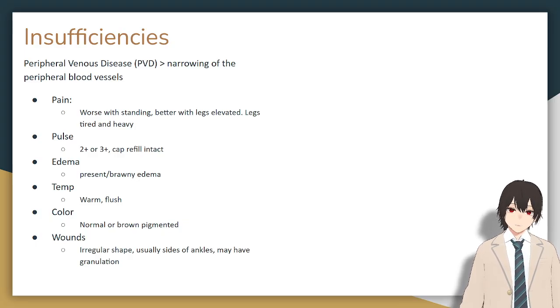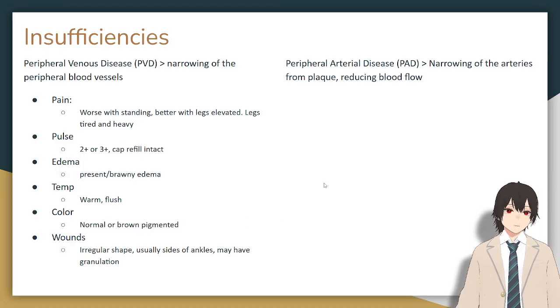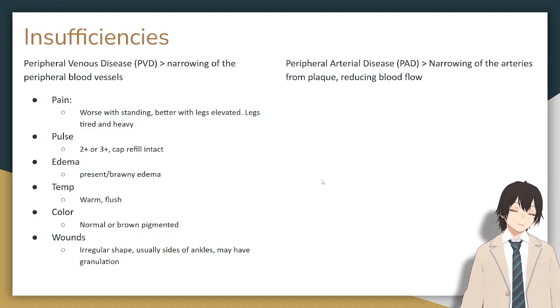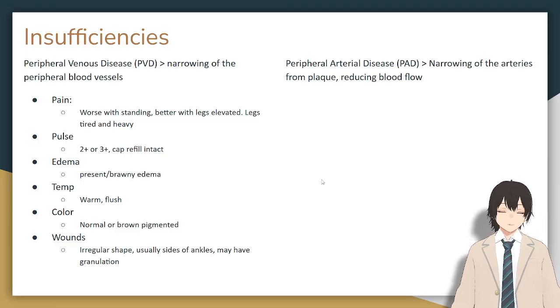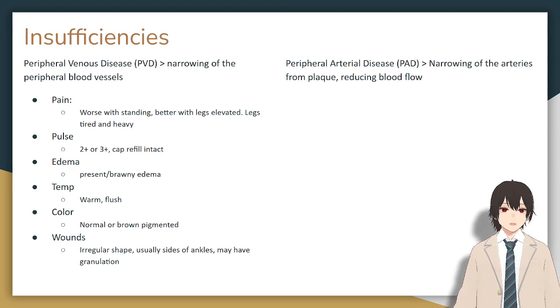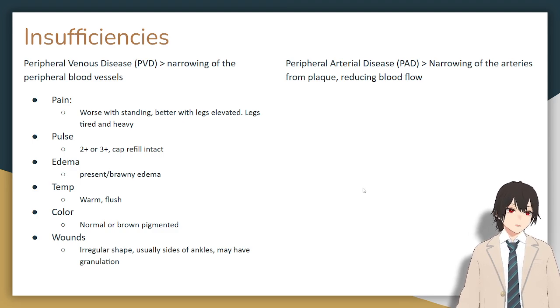There is blood flow to the leg. It just can't come back home, okay? Now, on the flip side, we're going to be talking about peripheral arterial disease. This is when the arteries are narrowing from the plaque, causing a reduction in blood flow. So this is the complete opposite of PVD, okay? This is where the blood can't even get to the legs, okay?